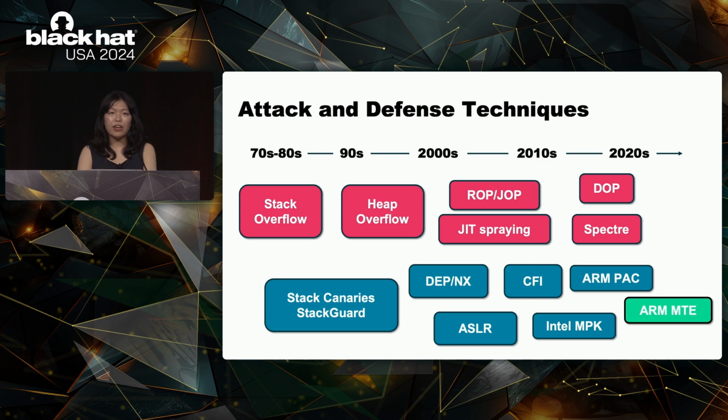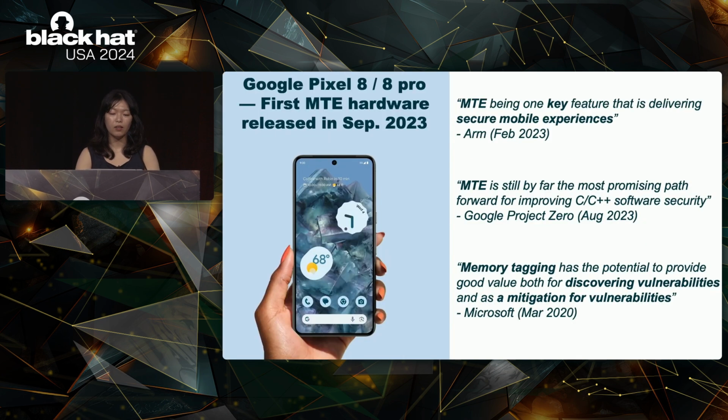So since the early days of buffer overflows, attackers have developed sophisticated techniques like return-oriented programming, and in response, defense mechanisms like stack canaries, ASLR, and CFI have been developed. And in recent years, hardware-based defenses like Intel MPK and ARM pointer authentication have been introduced. And last year, ARM introduced memory tagging extensions, so-called MTE. And Google Pixel 8 and 8 Pro are the first MTE-enabled devices.